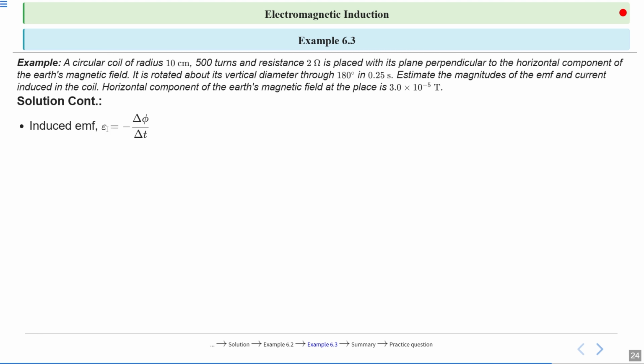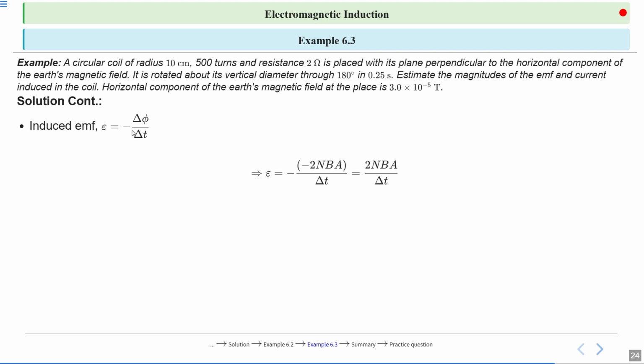So induced EMF epsilon will be equal to minus delta phi upon delta t. Okay, we are going to calculate the magnitude of EMF. So this minus and minus sign will get cancelled out eventually. So we don't have to apply the mod here. We can apply the mod also, but this minus and minus will get cancelled out eventually. Okay, so epsilon will be equal to minus, what is the change in magnetic flux, minus 2 NBA upon delta t. So minus minus will get cancelled out. It will result in positive value that we want here. So 2 NBA upon delta t.